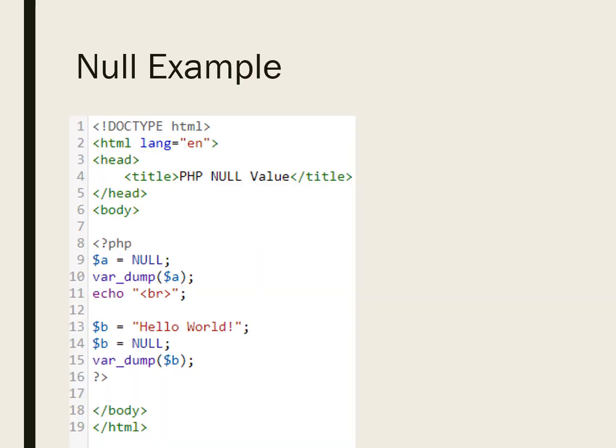Now in the null example case, PHP null value, we will see that string A is assigned a null value, var_dump echoing the result, and string B is assigned the value of hello world. If we assign string B the value of null, then this hello world will be emptied and string B will simply be null. Now that there is an empty case and no value is present in string B, it will be considered a null value or simply an empty case.